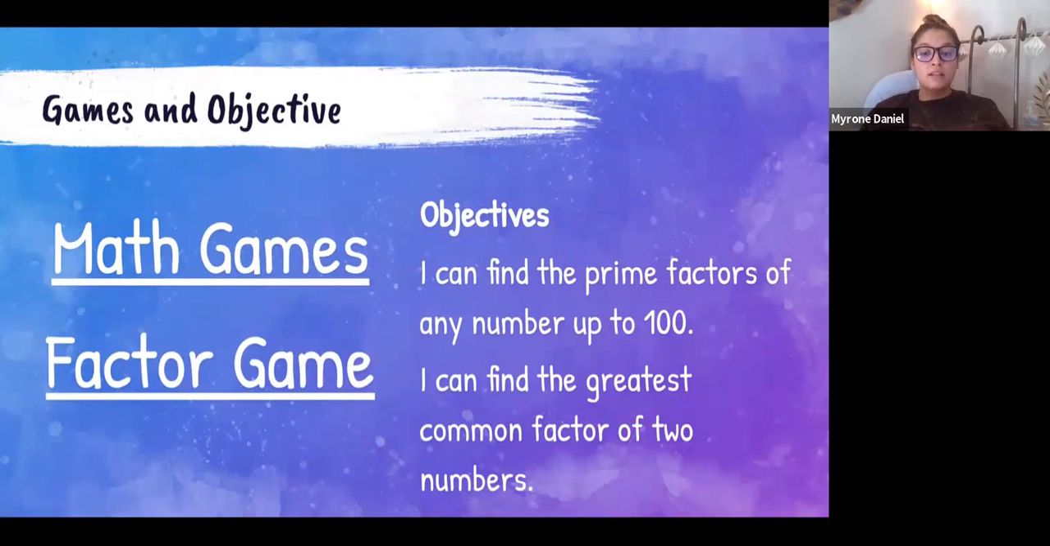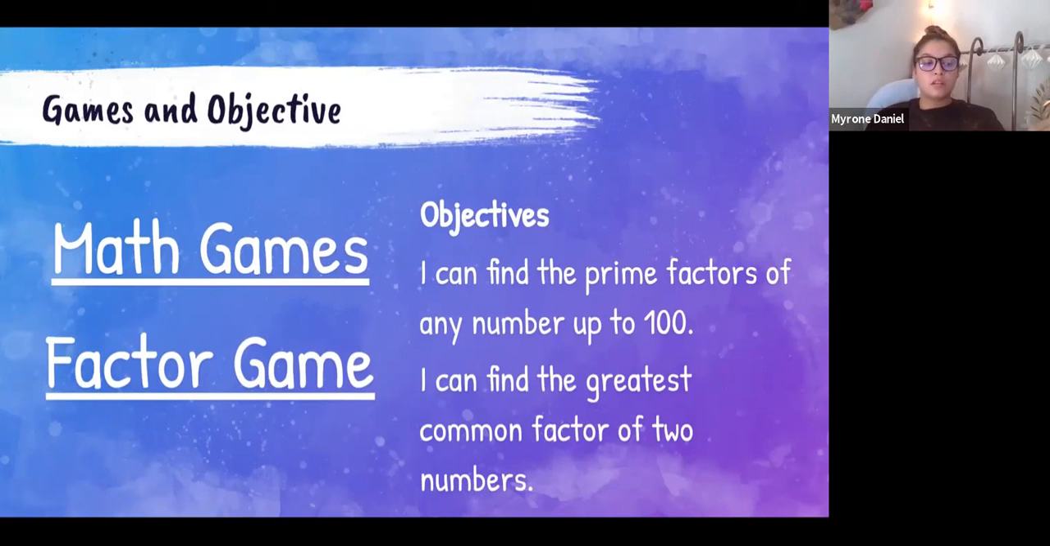And our objectives were: I can find the prime factors of any number up to 100. We did that. We actually did it even further than 100. We did 120. And I can find the greatest common factor of 2 numbers. Those questions that you did at the end, you did find the greatest common factor of 2 numbers.